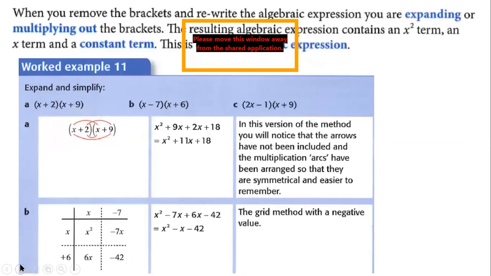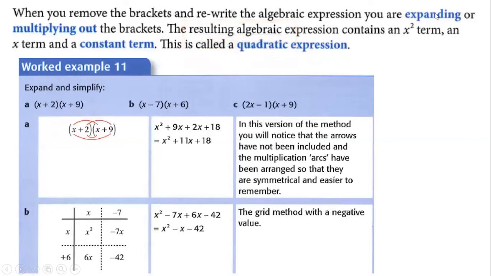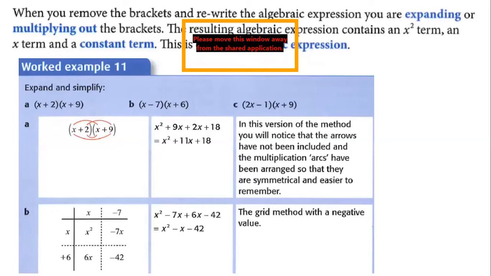Okay, when you remove the brackets and rewrite the algebraic expression, you are expanding or multiplying out the brackets. So we have used this expanding term before, isn't it? You remember in the previous chapters, we have seen expand the brackets. Okay, expand and collect like terms. We have dealt with this kind of questions. So it is kind of repetition of what we have just done before. The resulting algebraic expression contains an x squared term, an x term, and a constant term, isn't it?